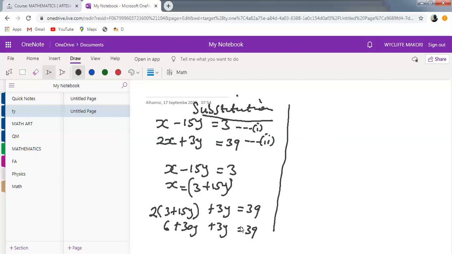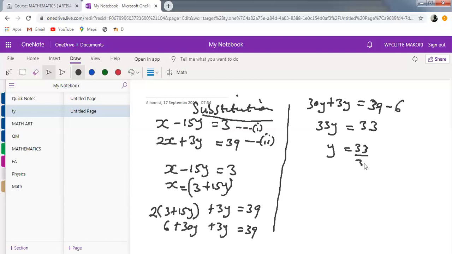That takes us to the point where we can take 6 to the other side so that we remain with y's here. So we can have 30y plus 3y is equal to 39 minus 6, because 6 will go to the other side to be negative. If you add this, you are going to find you are having 33y is equal to 33. So y is equal to 33 over 33. I've just divided here by 33 and this side by 33. So y is actually equal to what? 1.